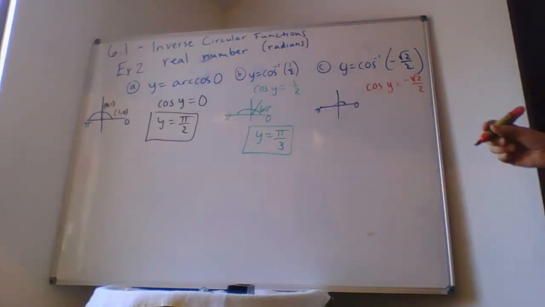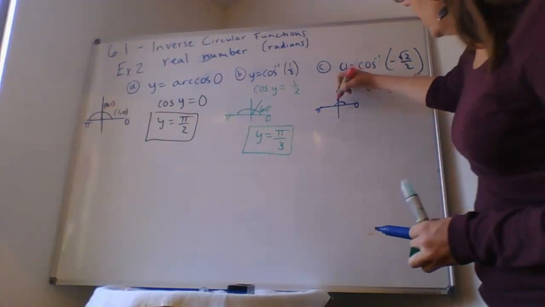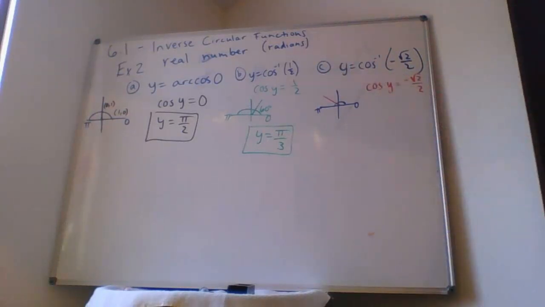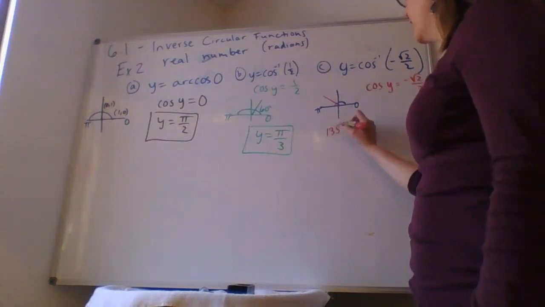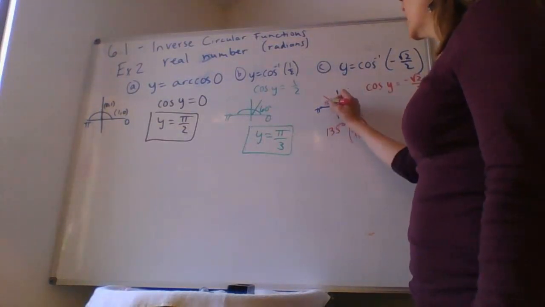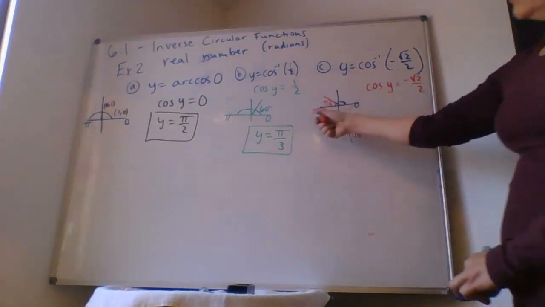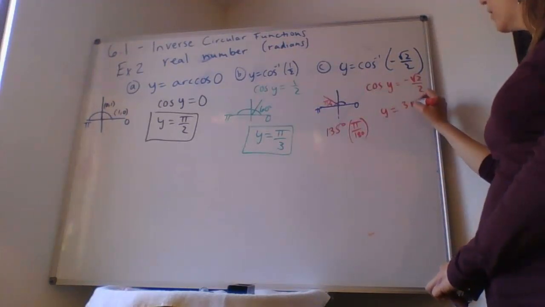Since my cosine is negative radical 2 over 2, I know we will have to be in quadrant 2 with a 45-degree reference angle or pi over 4 reference angle. So we could either figure out that that's 135 degrees, or noticing that that's a pi over 4 reference angle, since that's going to be 4 pi over 4, that's one less, or 3 pi over 4.